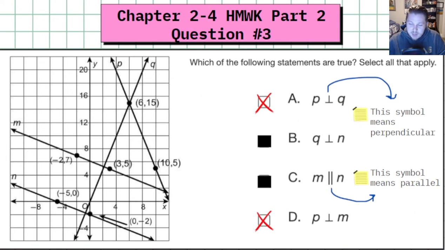So this is just a final summary. A, no. B and C, yes. And D, no. Okay, so that is the lesson that I needed to teach you guys.